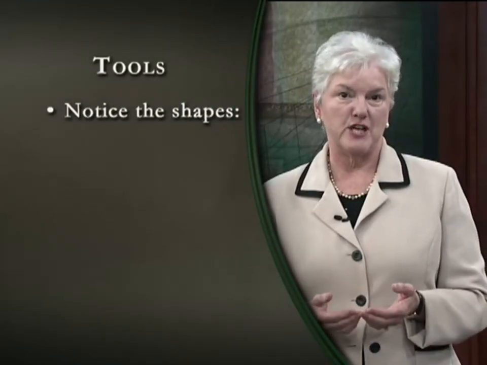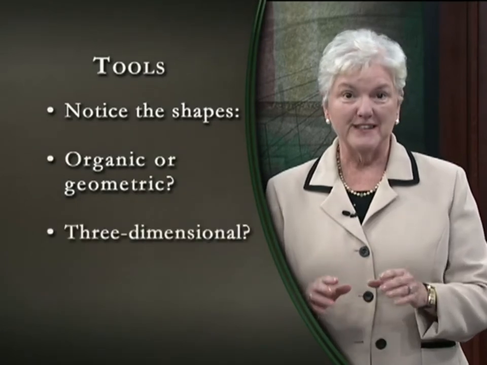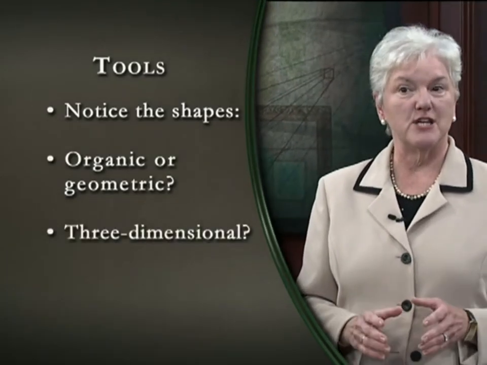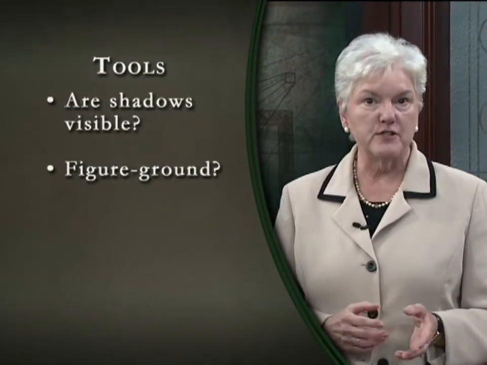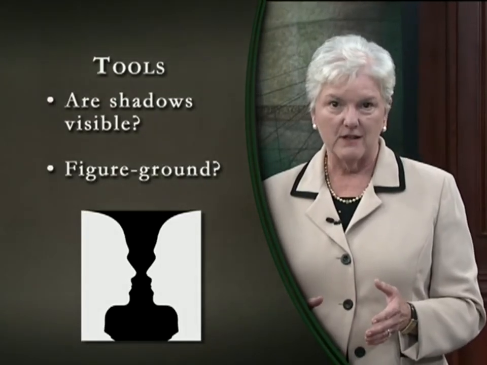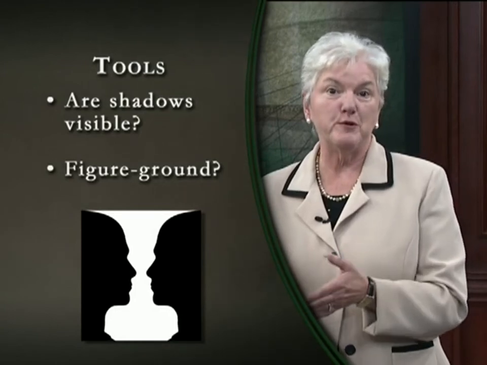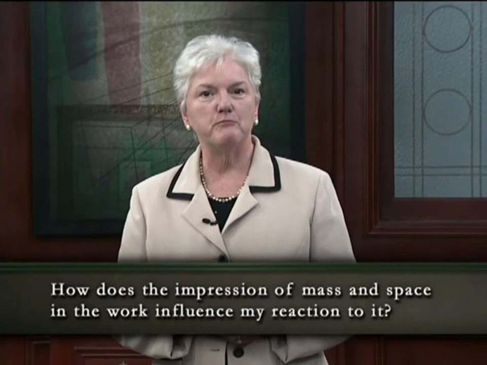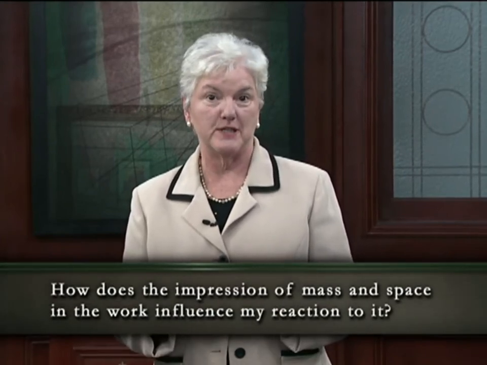The first tool would be simply identifying the shapes. Are they organic or geometric? Notice how and whether the sense of three-dimensionality is suggested in the work. Do objects in the work overlap? Are shadows visible? And finally, is the shape the figure or the void around it the ground? Or is the shape the ground, making the void read as the figure? Ask yourself, how does the impression of mass and space in the work influence my reaction to it?